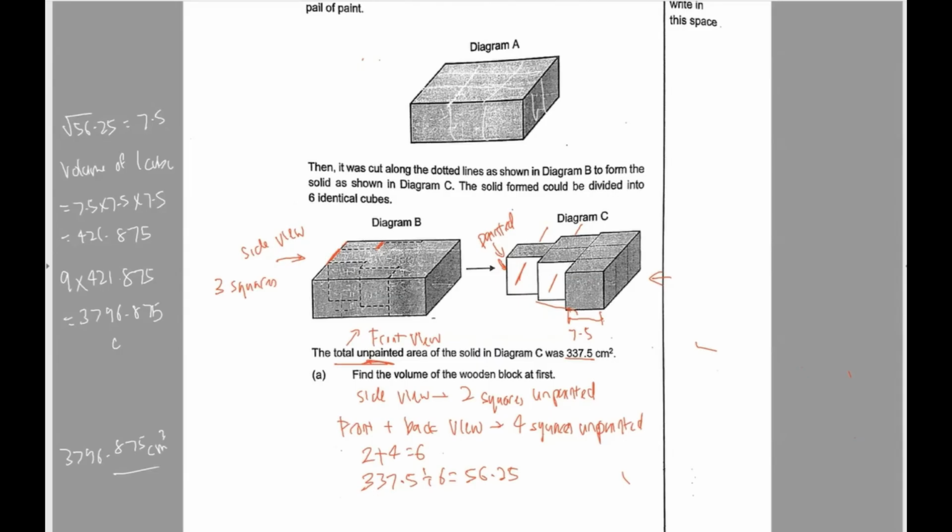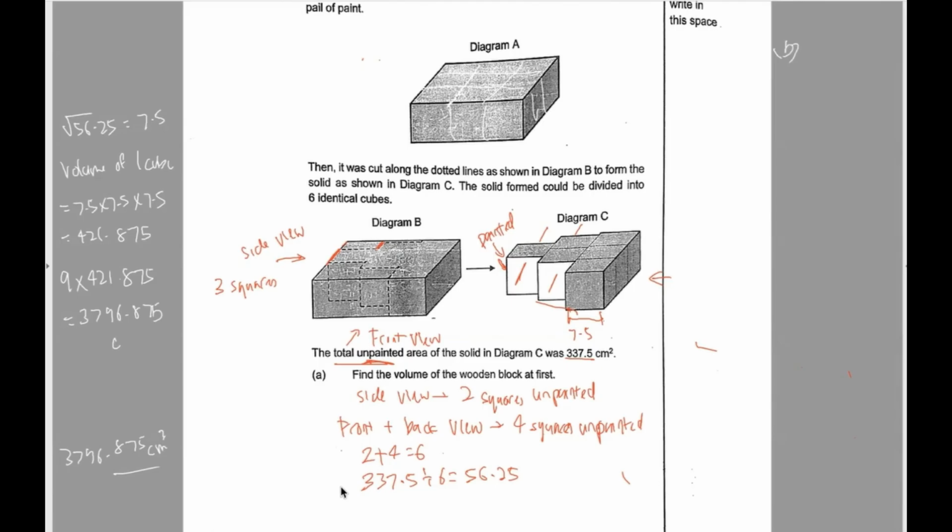Now let's look at part B. Any question so far? If the question never asks you to simplify to 2 decimal place, leave your answer as 3 decimal, whatever it is. Okay, what percentage of the wooden block is the solid formed in diagram C? So let's talk about part B.